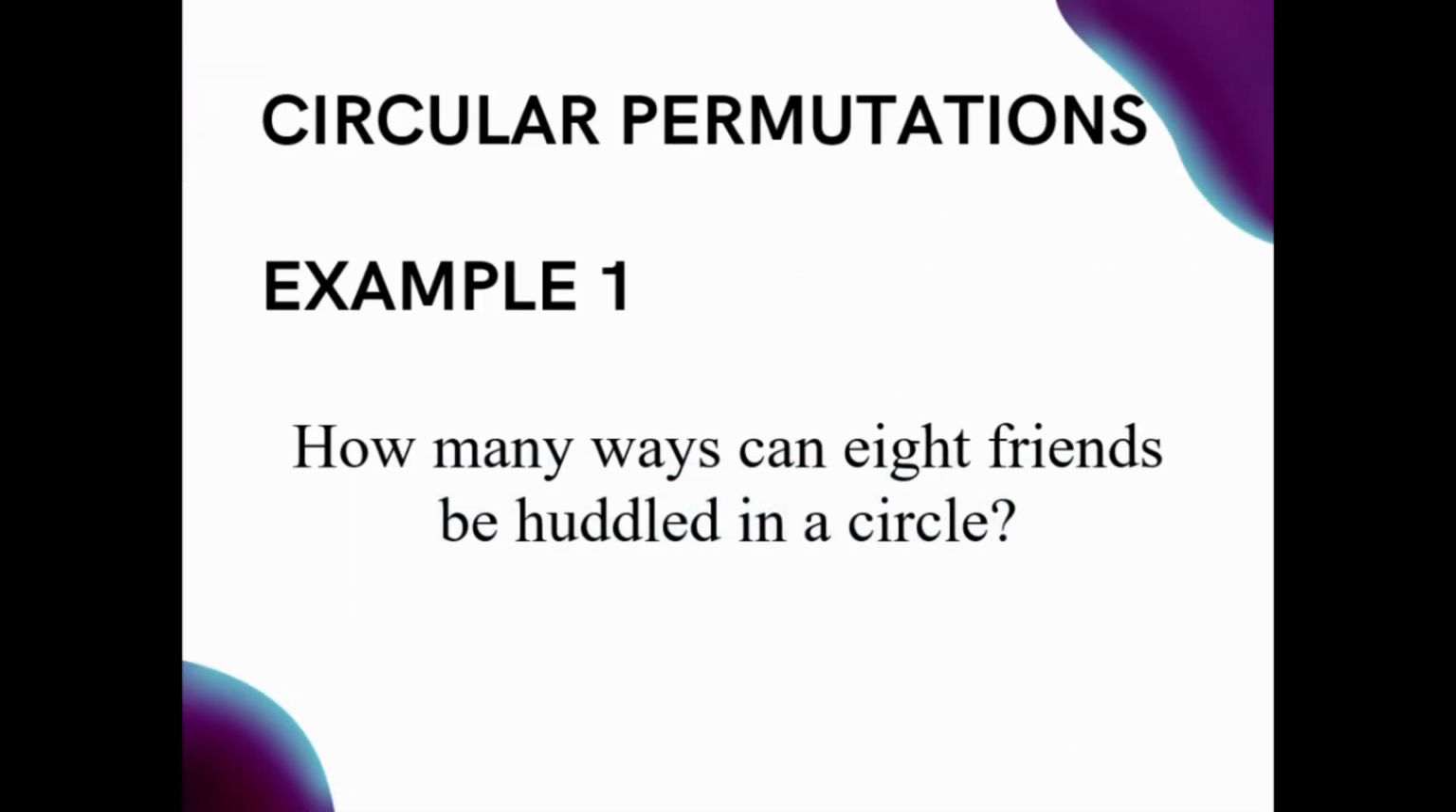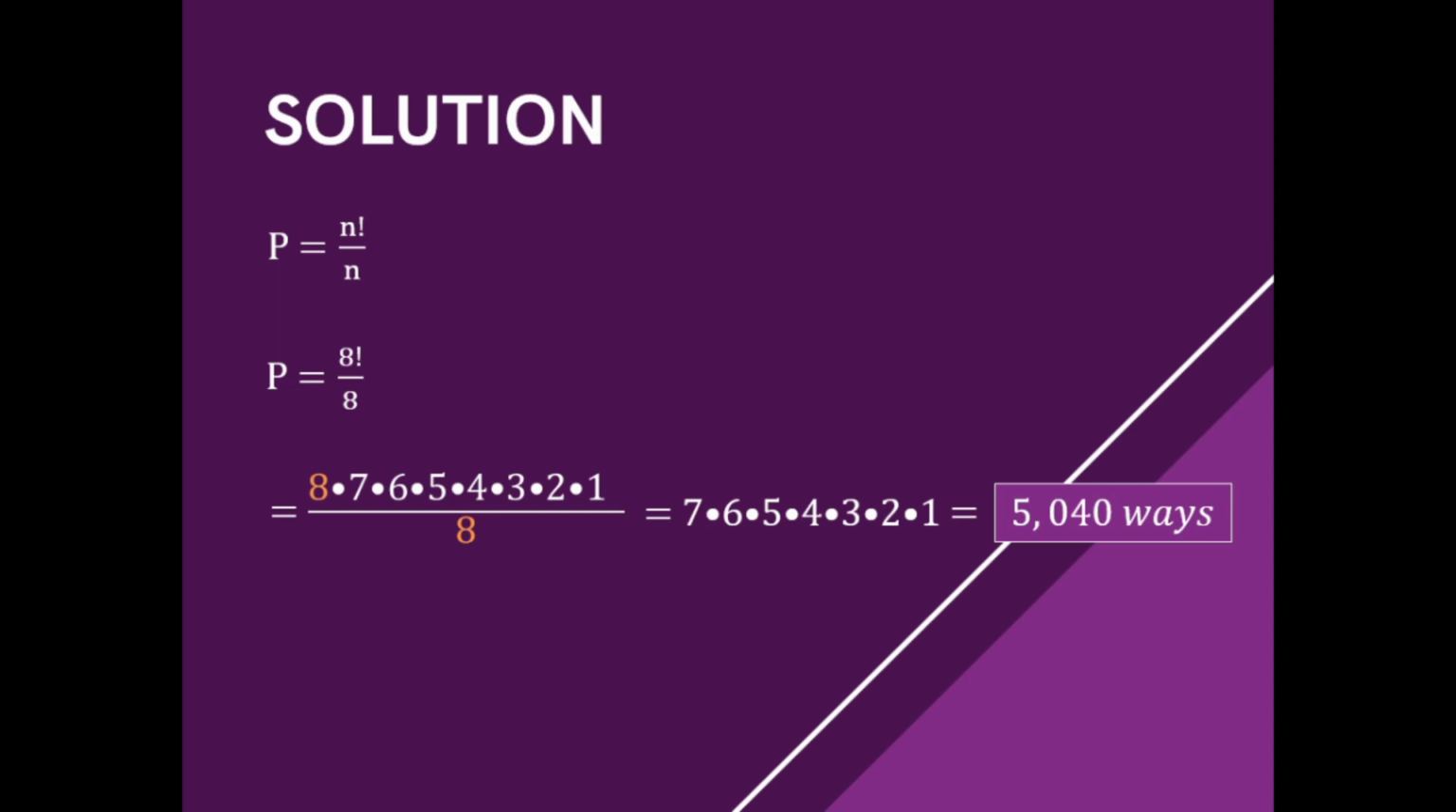For number 1, how many ways can 8 friends be huddled in a circle? This is an example of circular permutation because the objects are arranged in a circle. Therefore, we will employ the formula P = n factorial over n. In the given problem, 8 is the number of objects, so n is equal to 8. By substitution, we have 8 factorial over 8.